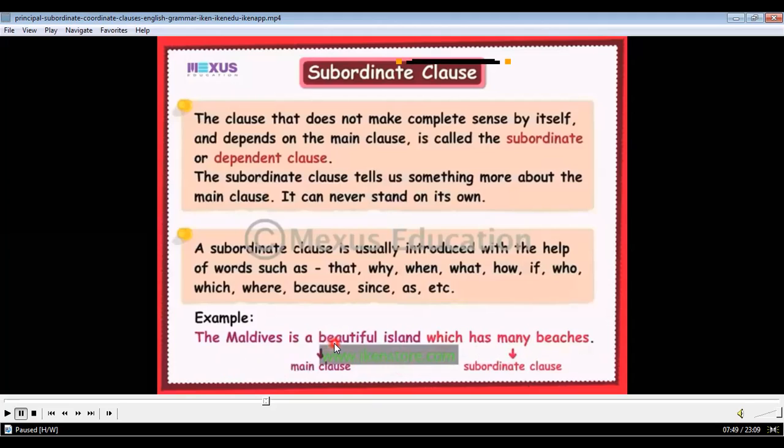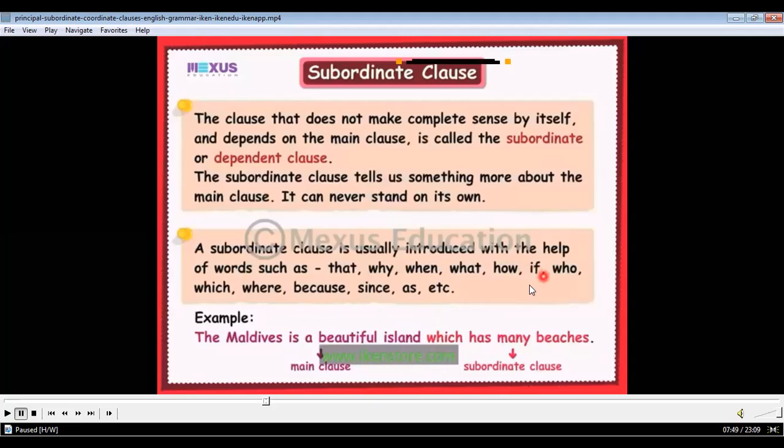without the help of the main clause we cannot understand the meaning of the subordinate clause. So this is the explanation of the subordinate clause. And the most important thing: to join a main clause with a subordinate clause we use some conjunctions, or connectives, which we call subordinate conjunctions.